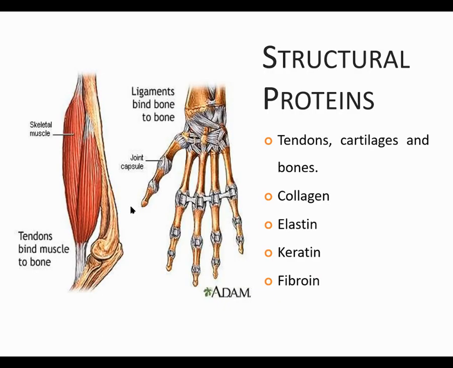Next is structural protein. An example of that one is the tendons, cartilages, and bones. You also have collagen, which is a fibrous protein. Then you have ligaments, which contain elastin, responsible for stretching in two dimensions. Keratin can be found in hair, fingernails, and the feathers of birds. And then you have also the protein fibroin, which is a component of silk fibers and threads of spider web.